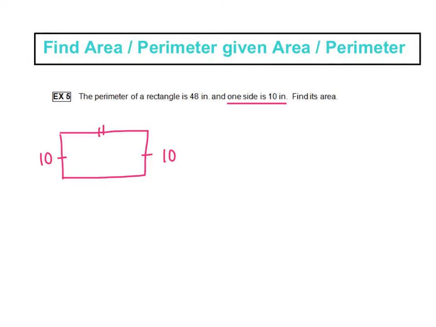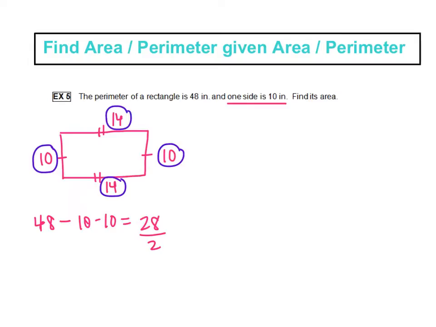These opposite sides will be congruent, so if I take that 48 inches, the perimeter, and subtract out both of those 10s, that's going to leave me with 28. So 28 inches is what I have left for these two sides. Then you just cut that in half, and that's going to give you 14 and 14. So our sides of this rectangle are 10 and 14.